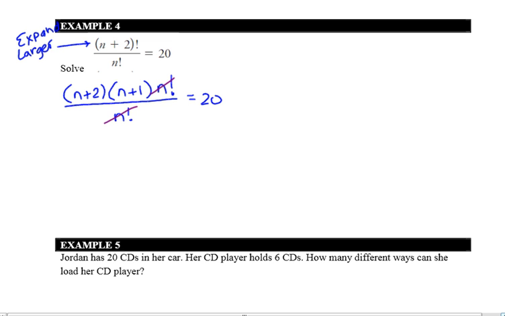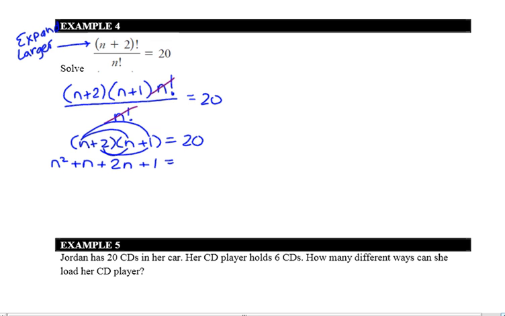We want to solve for n. Where can we go from here now? Distribute, yeah, we want to expand it. So let's FOIL this out, or use the distributive law. So we're going to have n times n, n squared, n times 1, n, and then 2 times n, 2n, and 2 times 1. Oops, what's 2 times 1? 2.